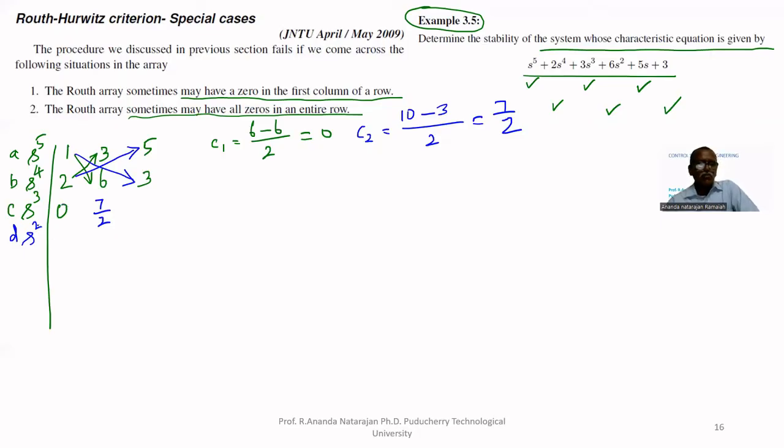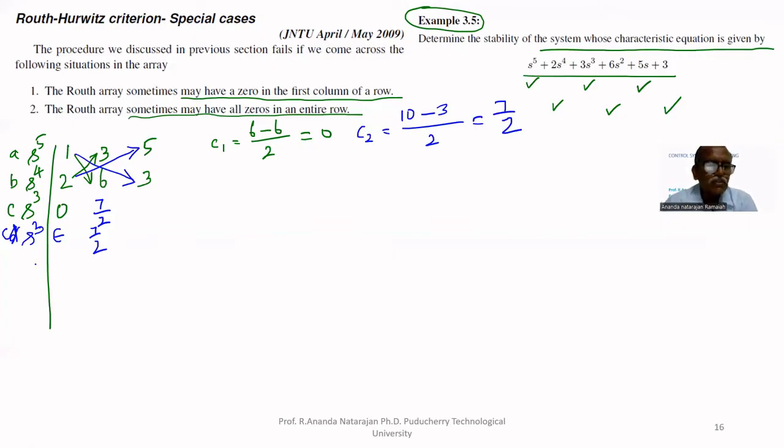Now, to proceed further, what we can do is write the C row as, instead of 0, epsilon, and 7 by 2. In this case, epsilon tends to 0. That 0 is assumed as a limiting case. Replace 0 by epsilon. That's all. Now we can proceed further.